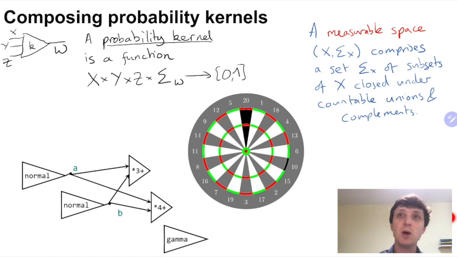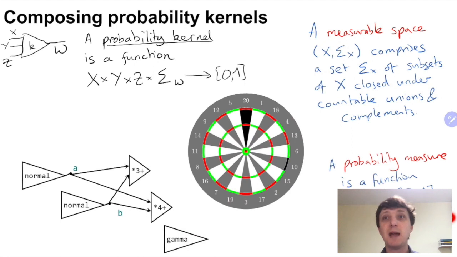Often the singletons will be in the sigma algebra, but there'll be lots of other sets in there too. A typical sigma algebra is one that's generated by the open intervals of the reals and then closed under countable unions and complements. So a probability measure on a measurable space is a function that assigns to every event, every set in the sigma algebra, a probability.